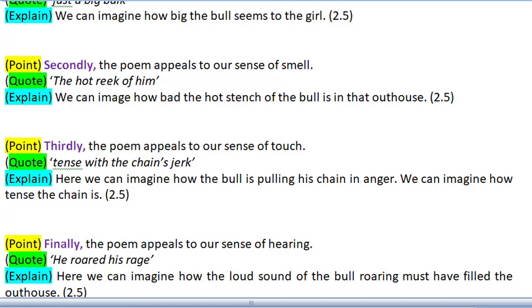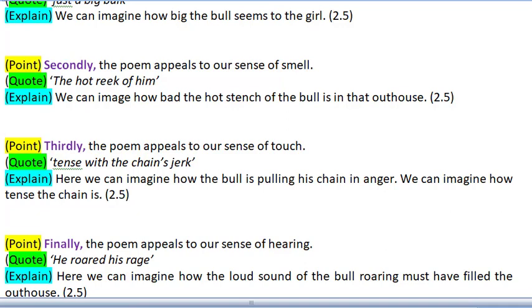Point, quote, explain. Secondly, the linking word. The poem appeals to our sense of smell. Open quotation, the hot reek of him. Close quotation. Explain. We can imagine how bad that hot stench of the bull is in that outhouse. 2.5 points for that. Jump a line, new paragraph.